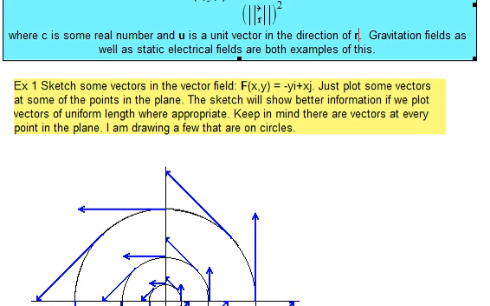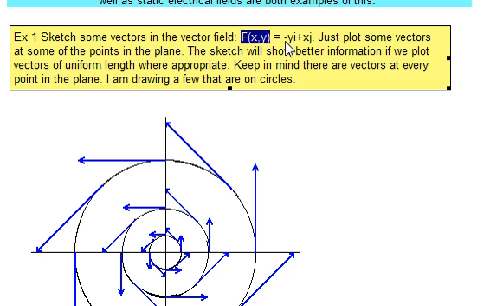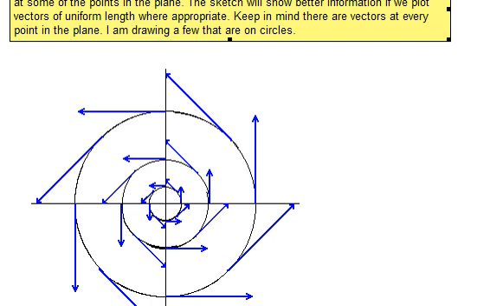So here's another example of a vector field, sorry. Here's a vector field. F of x, y is negative y times i plus x times j. I'm just going to plot some vectors in that field at some of the points in the plane. The sketch shows better information if we plot vectors of uniform length where appropriate. I did my best to plot all these that are on circles so you could get an idea what these vectors are like.